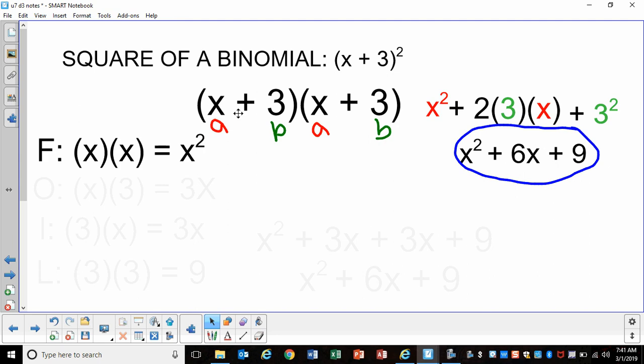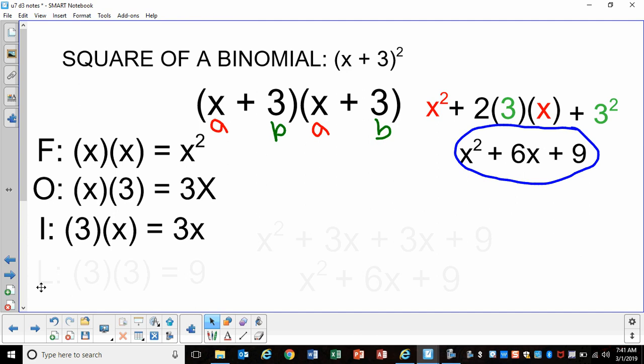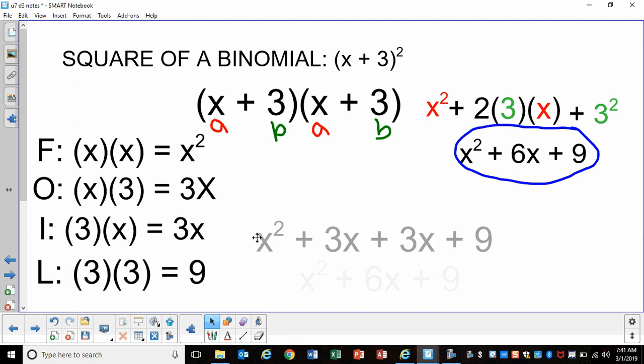Now that I have 2 binomials, x times x gives me x squared. The outer ones, x and 3, I get 3x. Inner is 3 and x, I get 3x. The last are the 3 and the 3, and that gives me 9. So I write it out as a polynomial and combine like terms. I get the same thing.